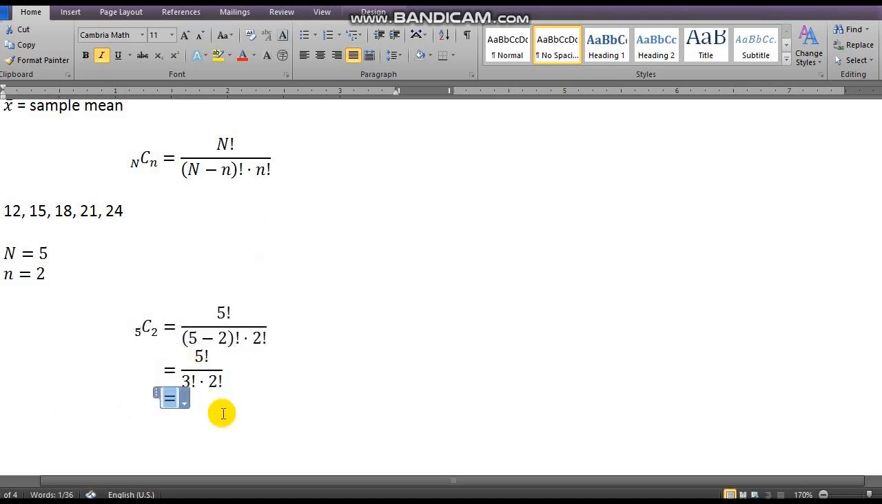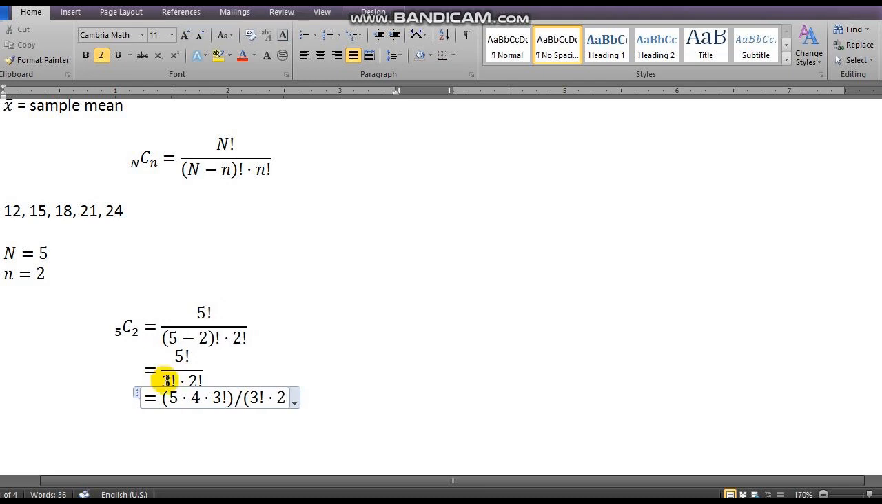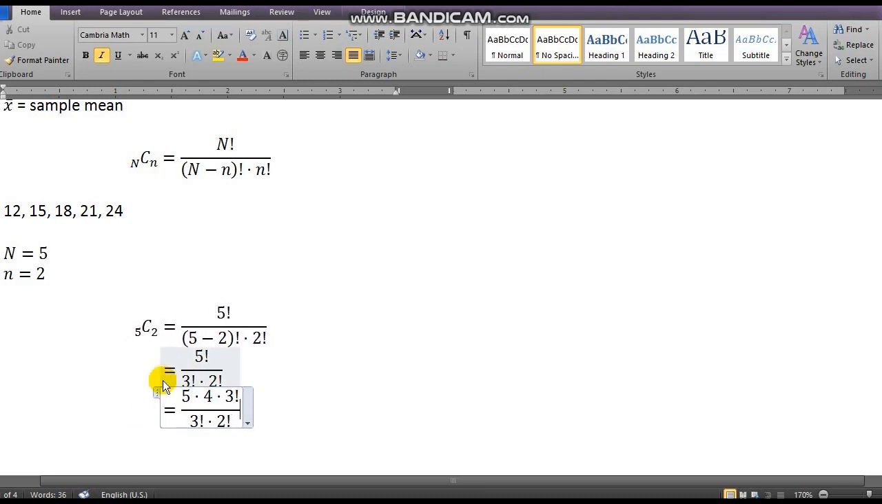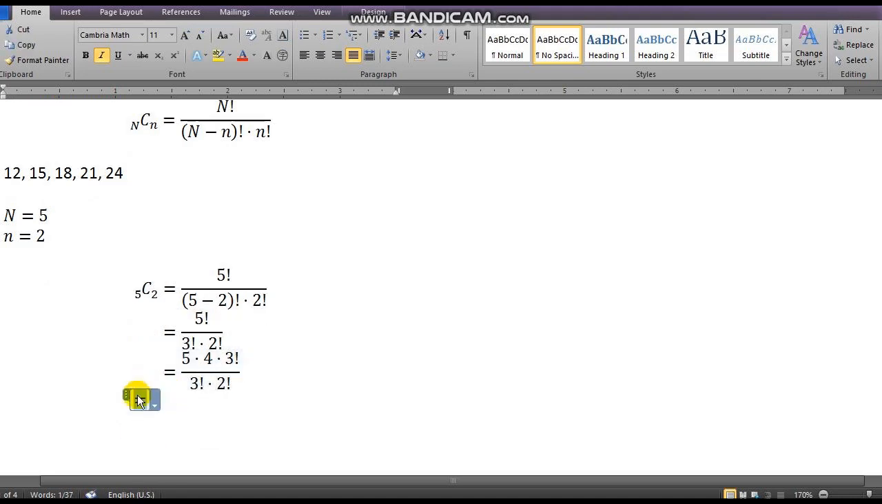Remember that 5 factorial is 5 times 4 times 3 factorial. I'm going to leave it at 3 factorial since we have a 3 factorial in our denominator, and we can divide. So we get to cancel this 3 factorial, and we're left with 5 times 4 over 2 factorial, and 2 factorial is equal to 2. So we have 5 times 4 divided by 2.